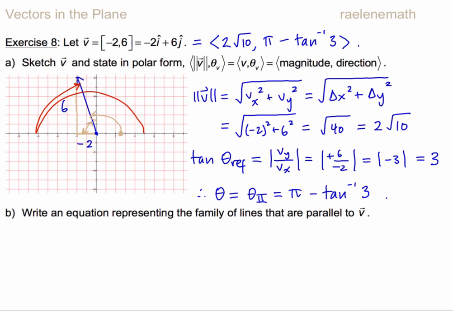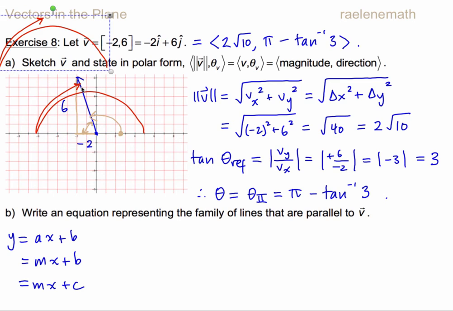Part B is asking us to write an equation representing the family of lines that are parallel to vector v. We can write the equation of a line in many forms, but let's use the slope-intercept form, or the function form, depending on what parameters you want to use for the slope and the y-intercept. There are lots of choices. What we really notice about having a family of lines is that we're talking about lines that are parallel.